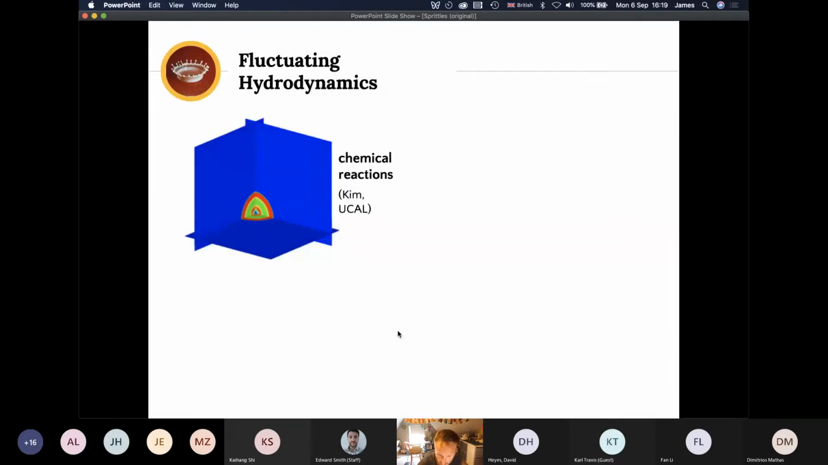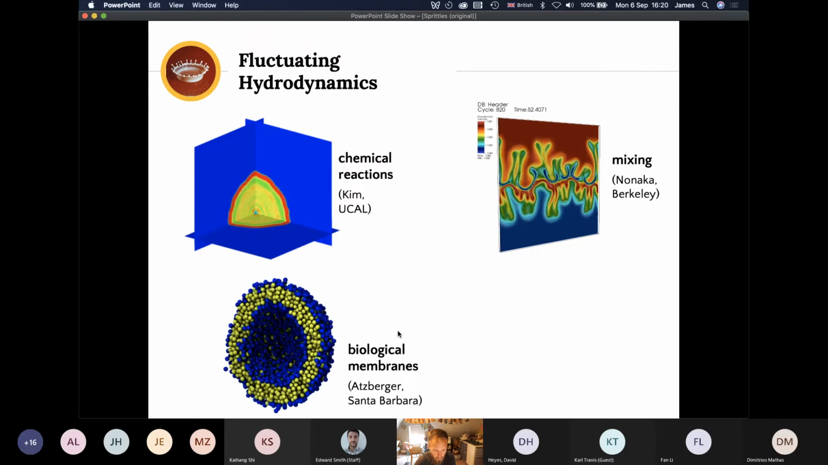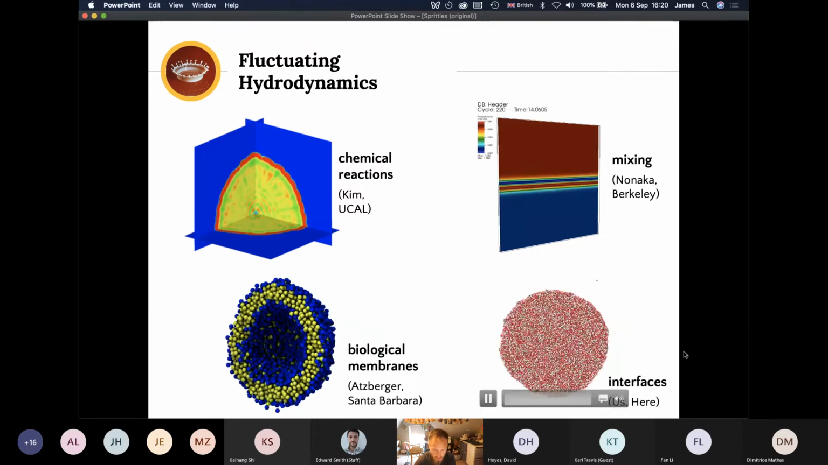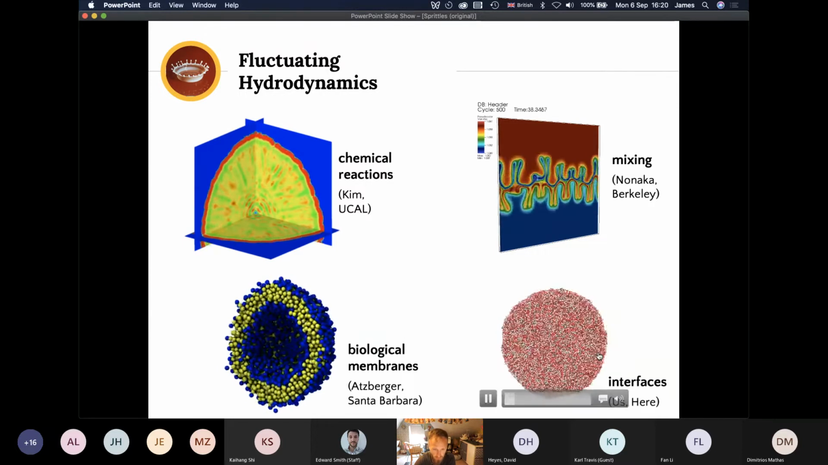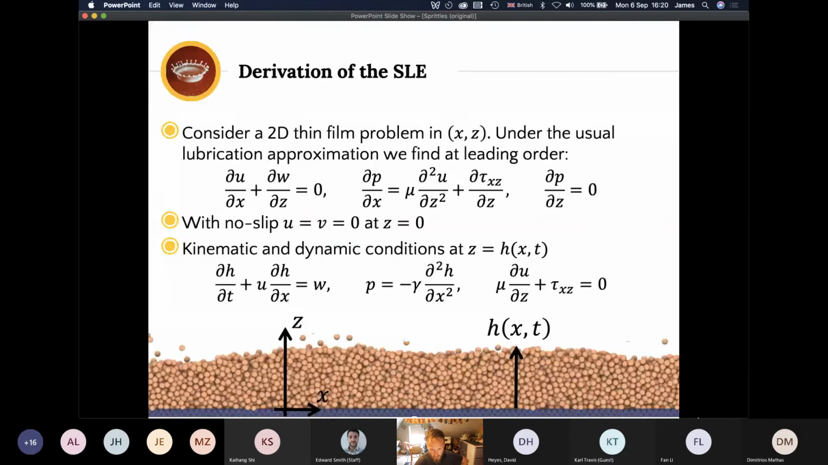Fluctuating hydrodynamics is increasingly popular. People are using it as a kind of mesoscopic approach to capture fluctuations in a computationally tractable way in things like chemical reactions, mixing, various biological processes, and interfacial flows. We're going to do something even simpler and start by looking at lubrication equations in 2D.